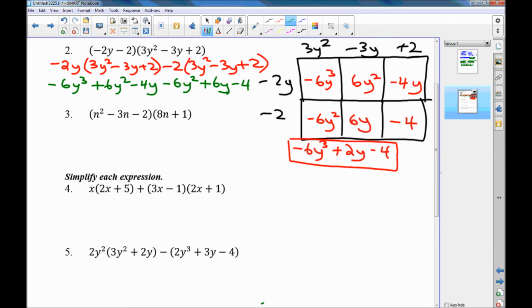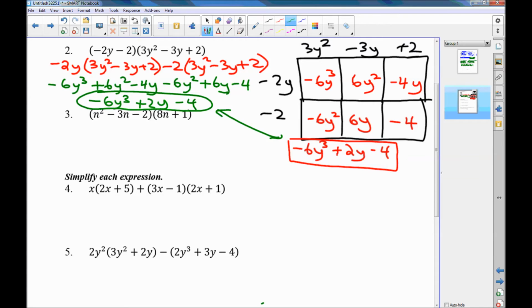Okay, combine the like terms. Negative 6y cubed. Our y squareds cancel out, just like in the other problem. Negative 4y plus 6y makes positive 2y. And then minus 4 has nobody. Okay, we get the same answer either way. Please make sure you have both methods written on your notes.